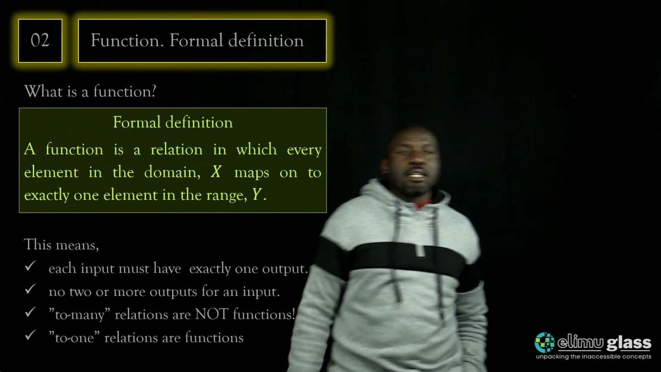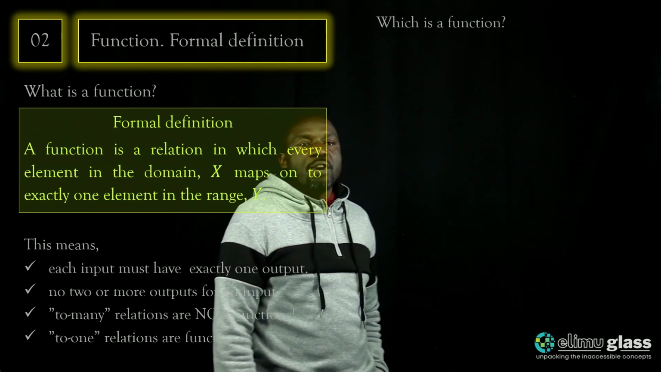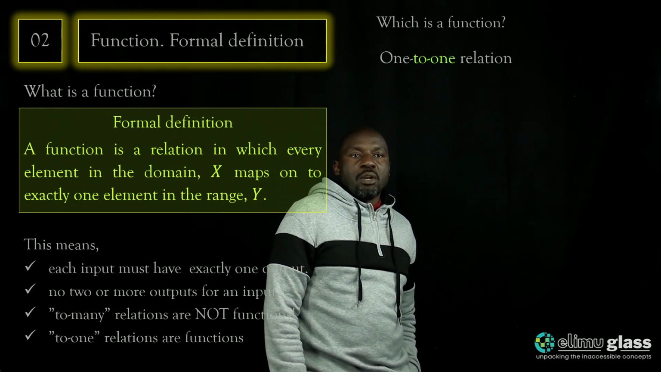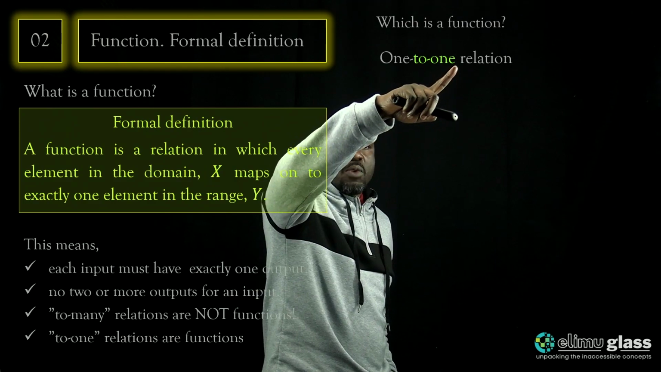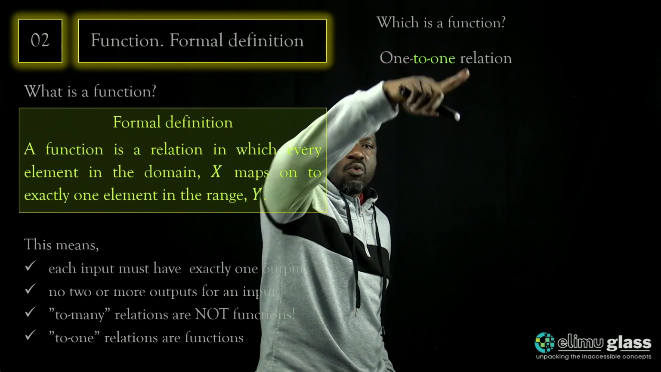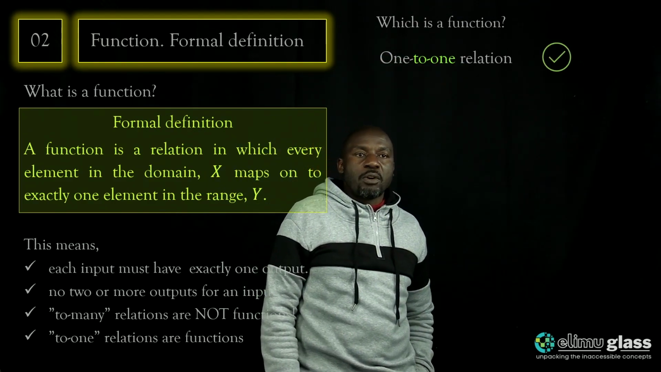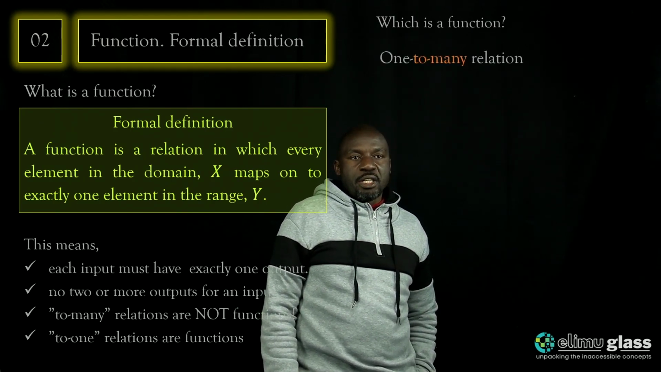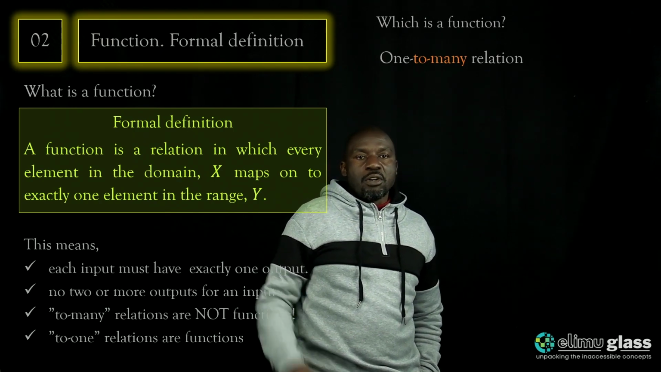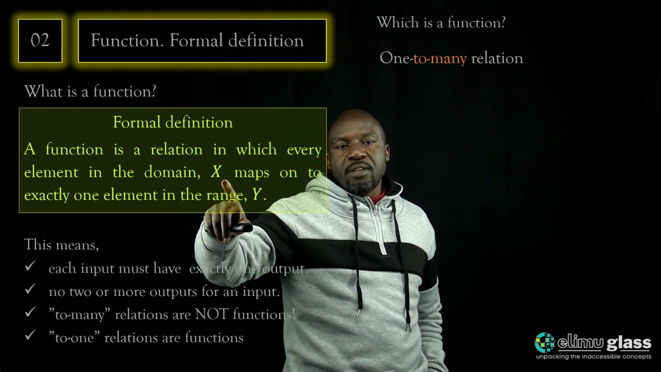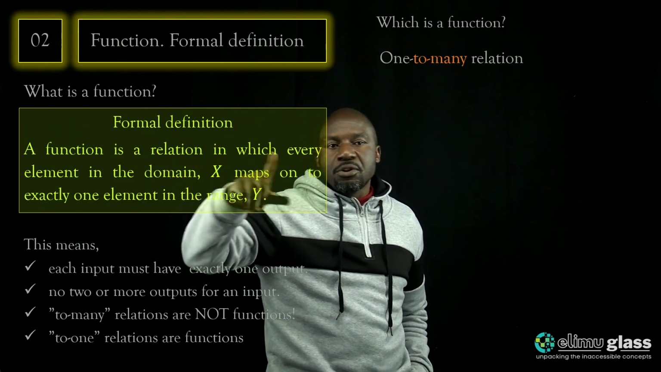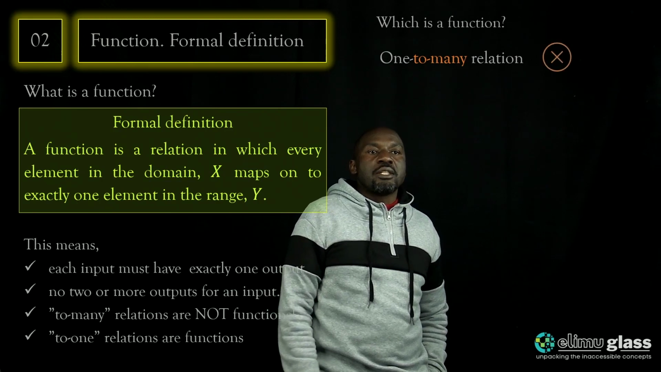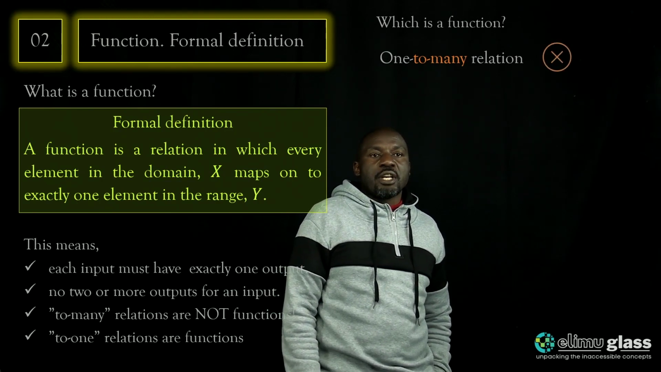So let's look at this and see what we have here. Which is a function here? A one-to-one relation. Is that a function or not? Well, it's ending onto 1. So it's 1 mapping onto 1, therefore that makes it a function. What about this one? A one-to-many relation is not a function because it's disqualified by this definition. We have to map onto exactly 1 in the range for it to be a function. So this is disqualified as far as functions are concerned.